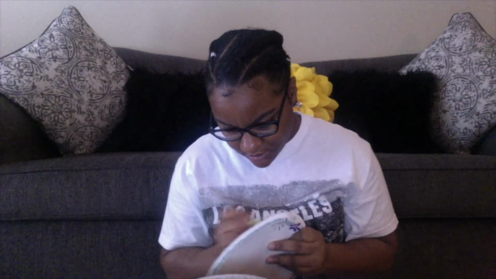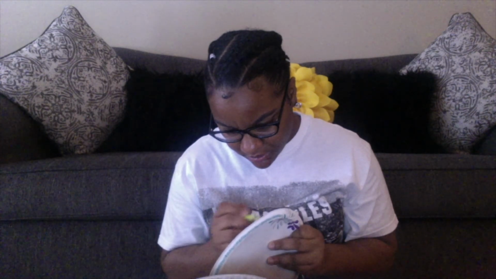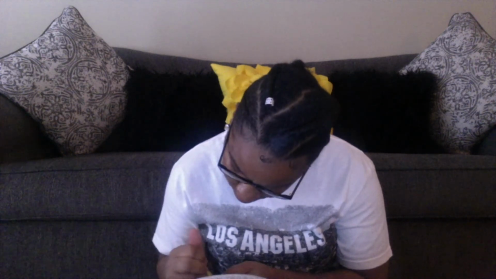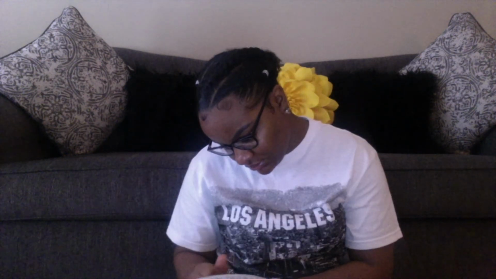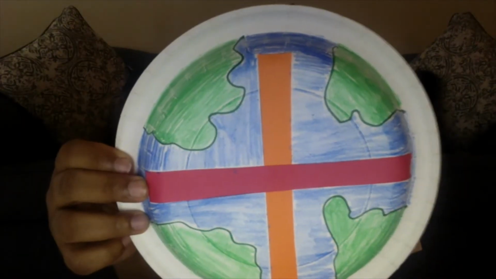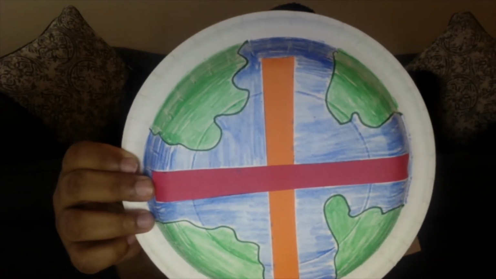Now with the remaining white space for our land masses, we are going to fill in with our green crayon. So take some time to fill that in. After your bodies of water and your land masses are colored in, it should look like this.